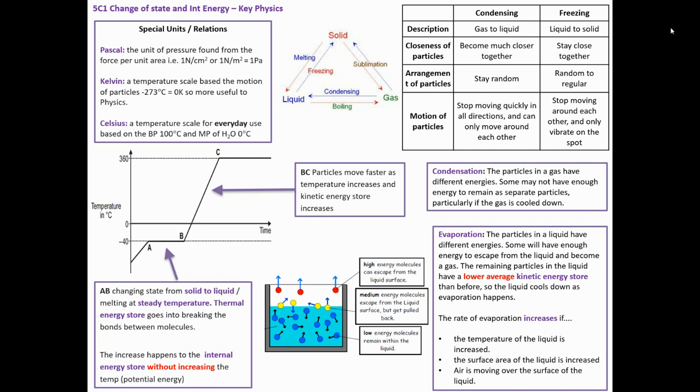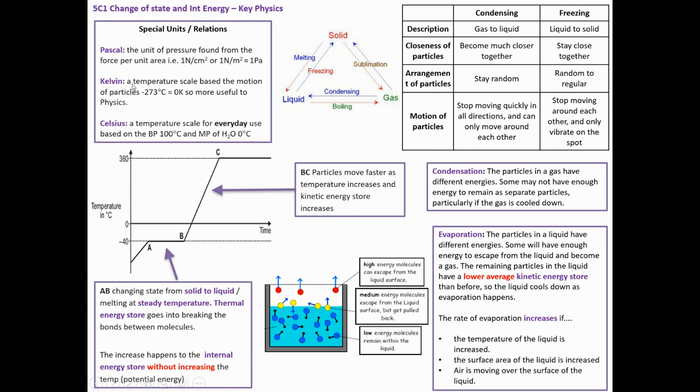So this is topic 5C, part 1, change of state and internal energy for the iGCSE syllabus. So what have we got here? We've got some special units. We've already talked about pascals. So we're looking at 1 newton per meter squared is 1 pascal. You should be familiar with that.